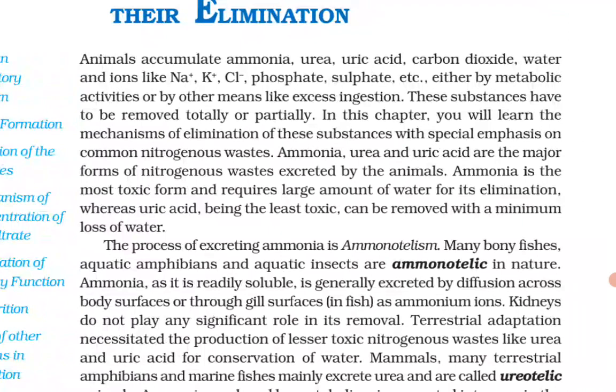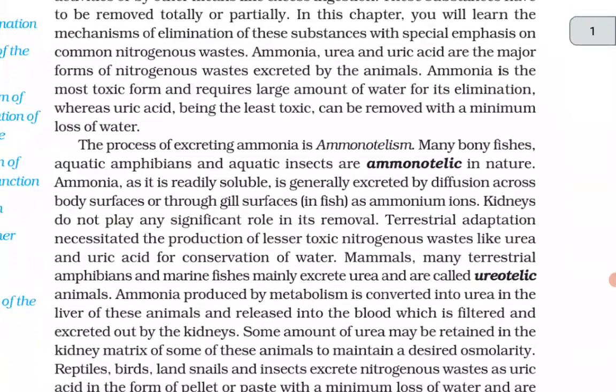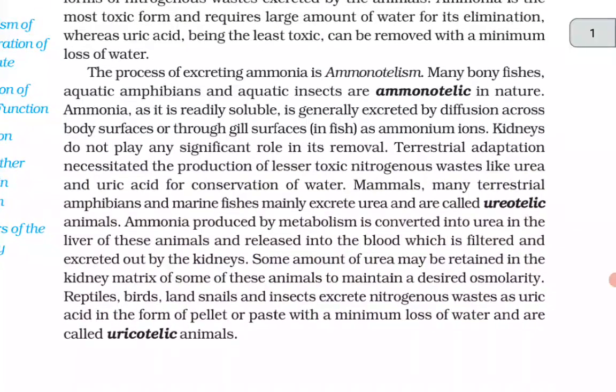Ammonia, urea and uric acid are the major forms of nitrogenous waste excreted by the animals. Ammonia is the most toxic form and requires a large amount of water for its elimination, whereas uric acid, being the least toxic, can be removed with a minimum loss of water. The process of excreting ammonia is ammonotelism. Many bony fishes, aquatic amphibians and aquatic insects are ammonotelic in nature.